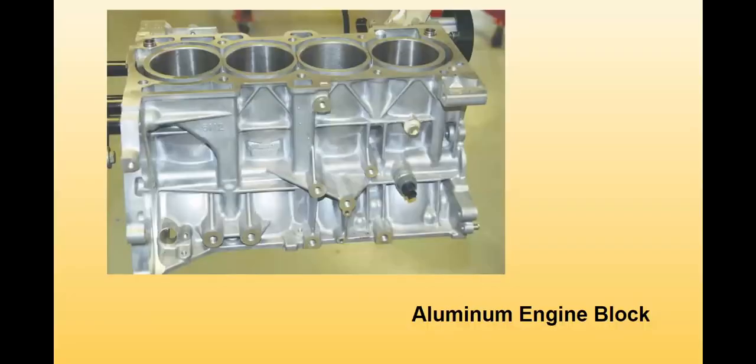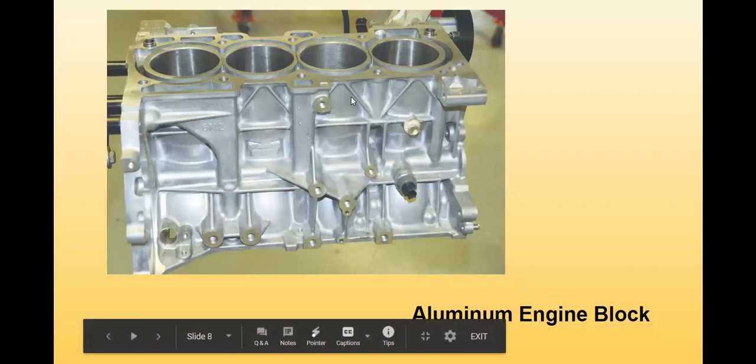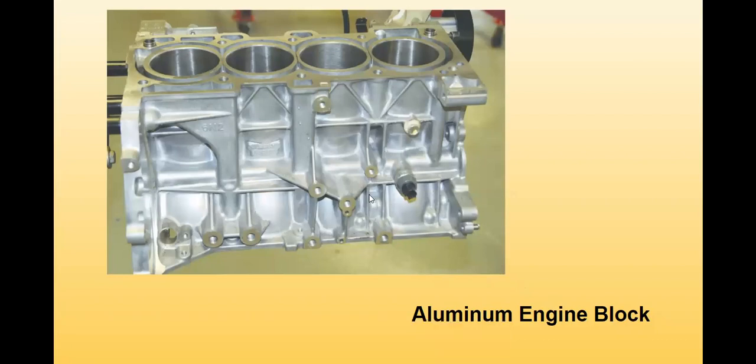This is an aluminum engine block. One of the things you'll notice that's different from aluminum engine blocks to cast iron blocks is that aluminum engine blocks actually have a lot of this webbing. So you'll see a lot of this webbing and ribs. This webbing and ribs, they're designed to actually strengthen the block because aluminum is a softer material, so it does require a little bit of strengthening.